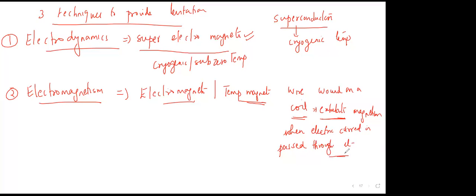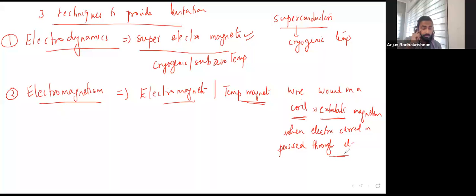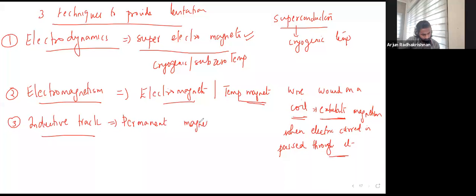So we pass electric current and then it will exhibit what we call magnetism. This is an electromagnet. Third is inductive track, where we use permanent magnets. So there are three techniques to provide levitation. Either we can go for superconducting electromagnets, or we can go for electromagnets, or we can go for permanent magnets.